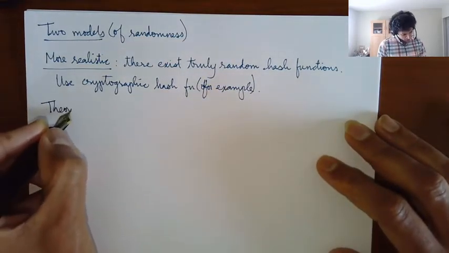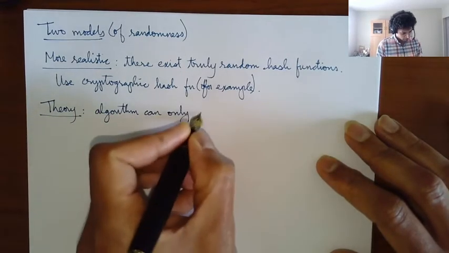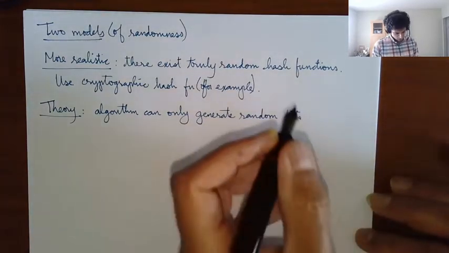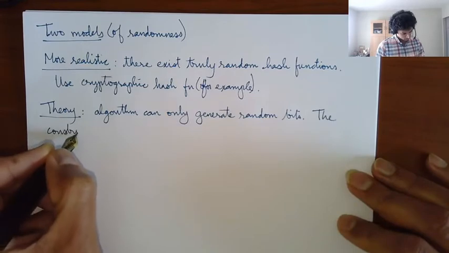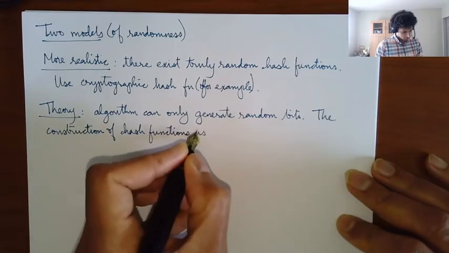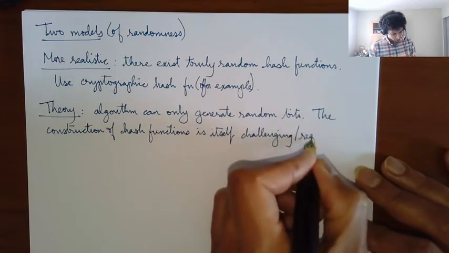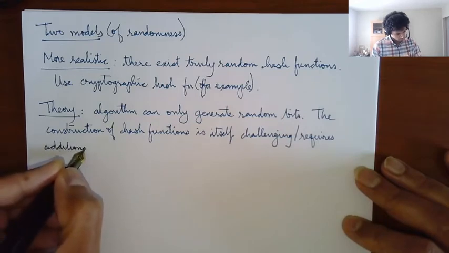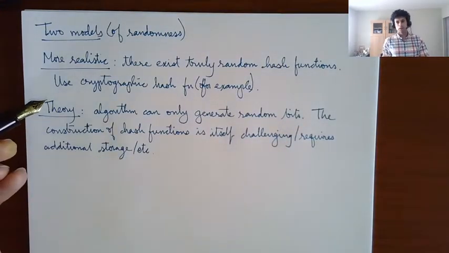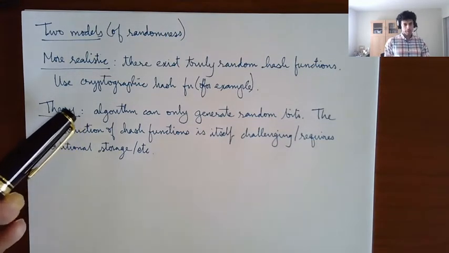The theory viewpoint is the algorithm can only generate random bits, because the theorist would say the construction of hash functions is itself challenging, and it requires additional storage, etc. So the point is, if one looks at cryptographic hash functions, we don't have any provable guarantees on it, and therefore the pure theory viewpoint is to say that the algorithm can only generate random bits.